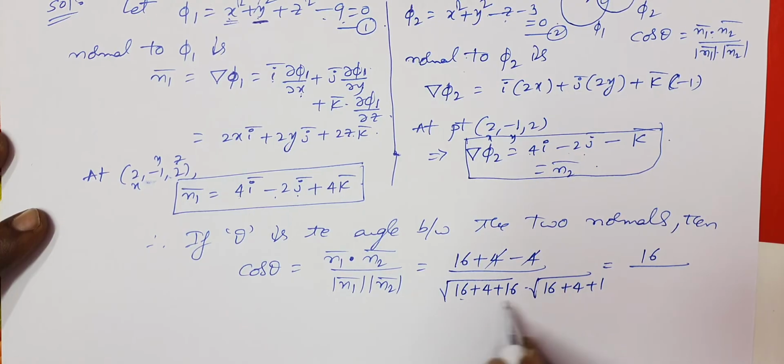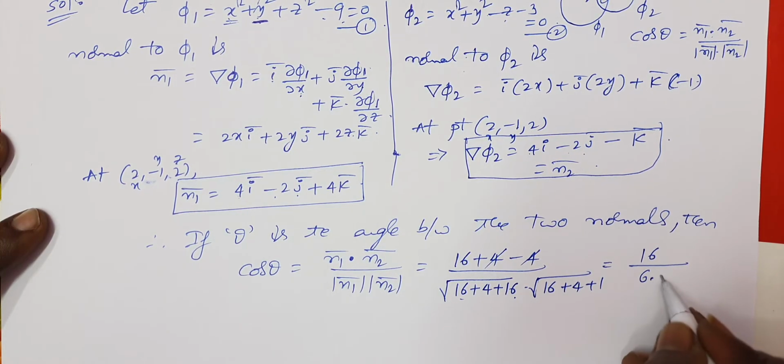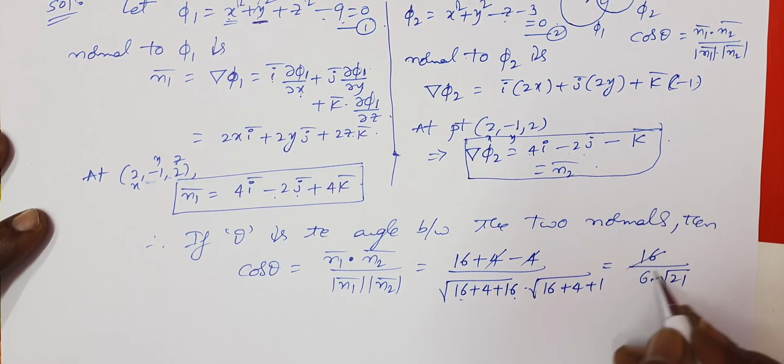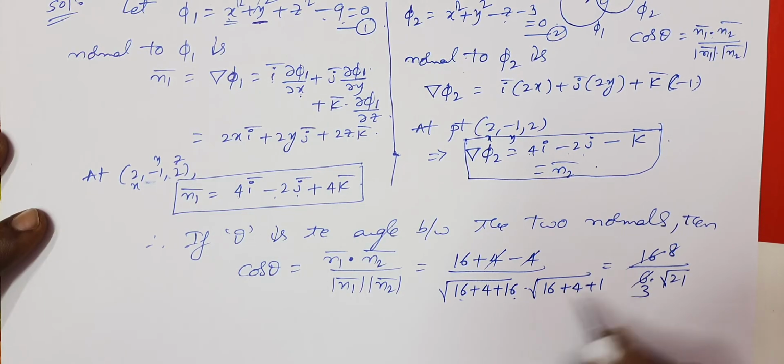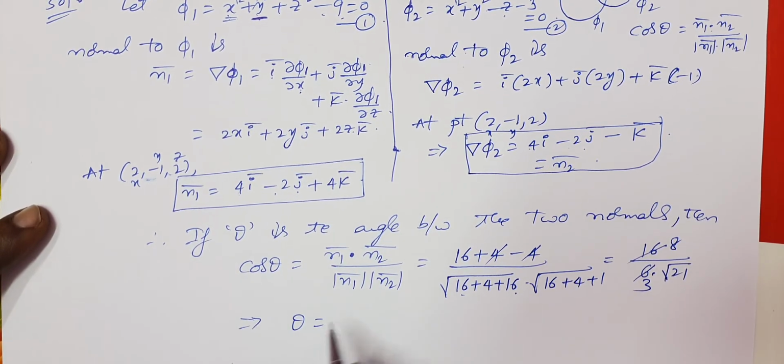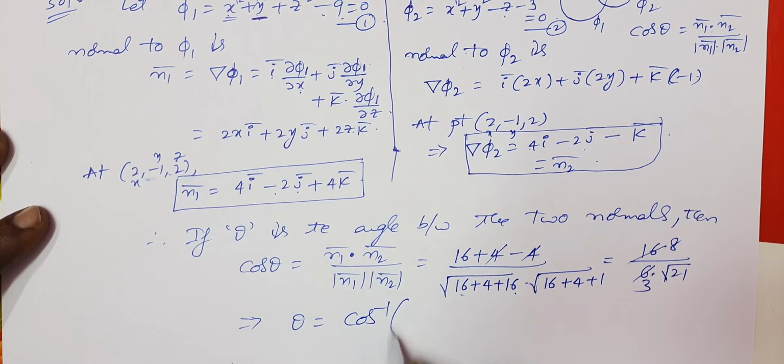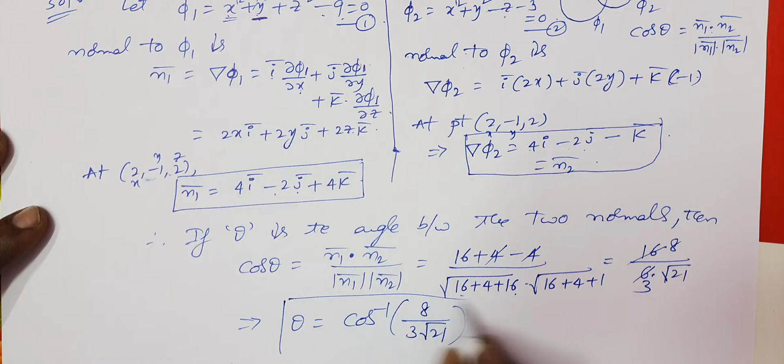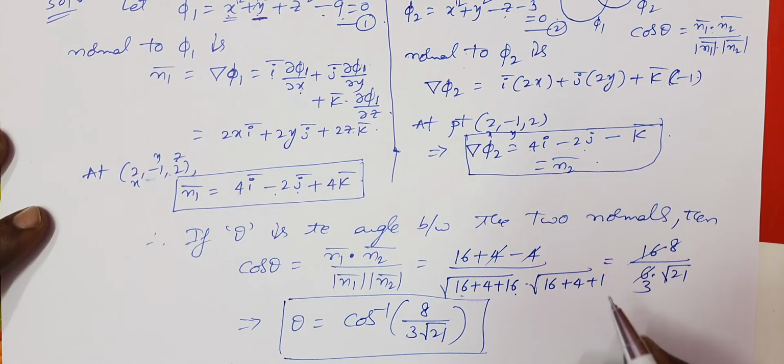16 by, this is root 36, so it is 6 into root 21. So the 2 gets cancelled, 8 by 3. So theta becomes cos inverse of 8 by 3 root 21. This is the angle between both surfaces.